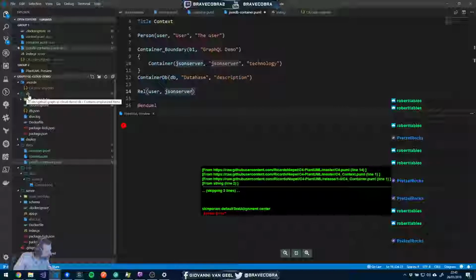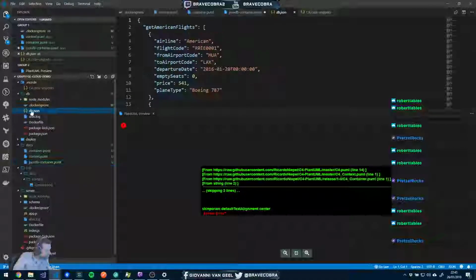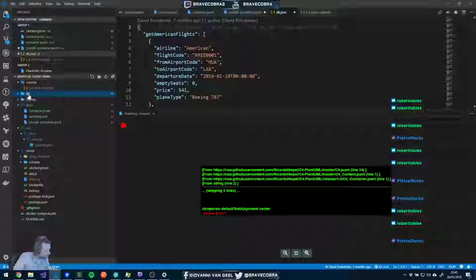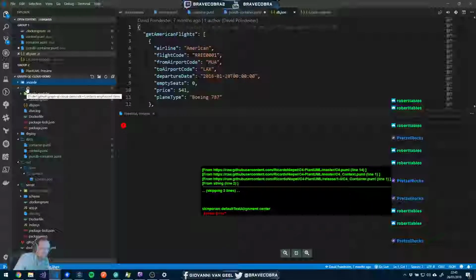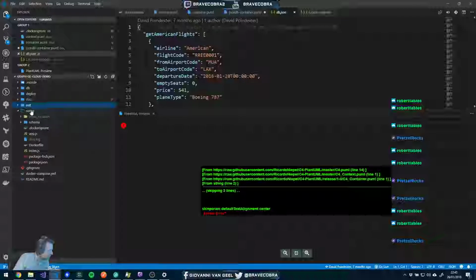Why do I keep messing those names up? It's a database which is using JSON server too. No. Oh, wait a minute, that's why. Yeah, I keep messing those names up. Naming is hard, Robert Tables. Naming is hard. You see, that's where the confusion starts.